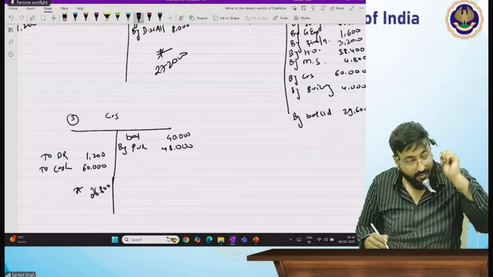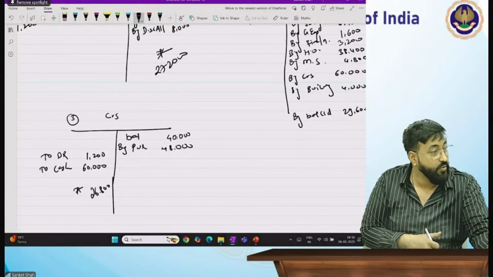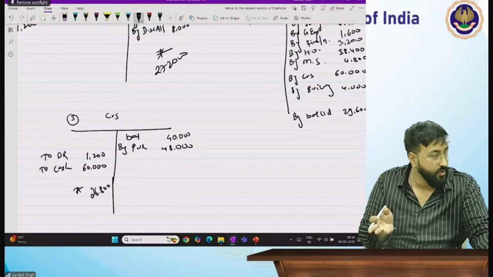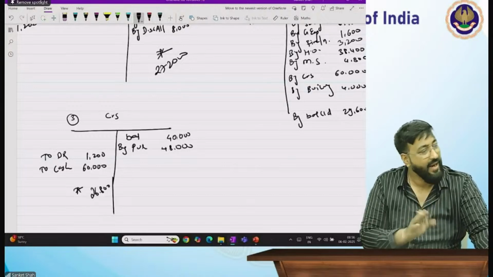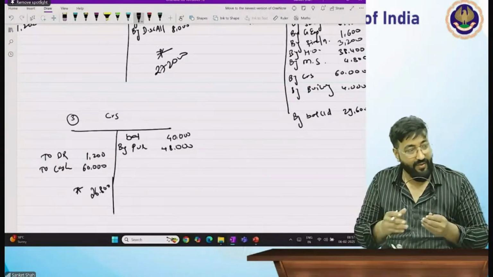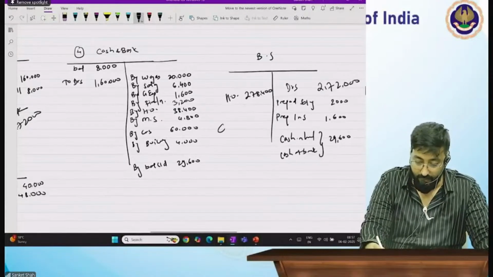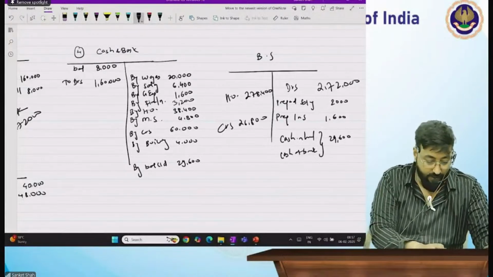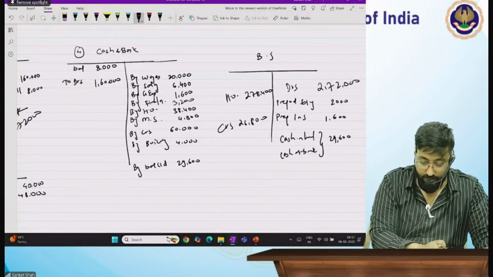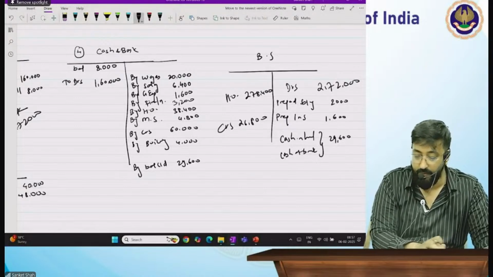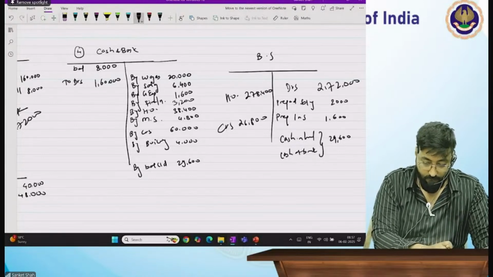26,800. Yes, sir. And I think cash and bank balance is tallying. Yes, sir. 6.4 minus 1.6 minus 3.2 minus 38.4 minus 4.8 minus 60 minus 4. Minus 2.9. 29.6.